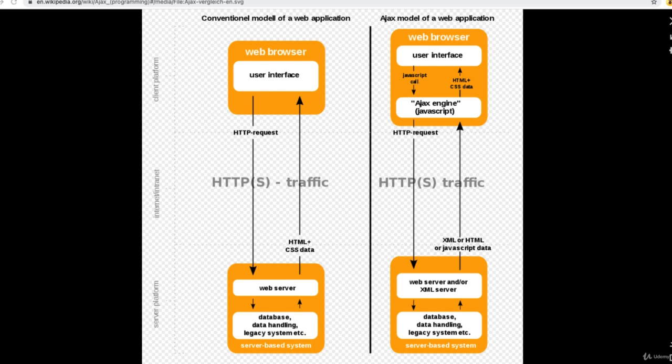What AJAX really solved is the problem where we want to update part of a page and display some new items onto the page, and we don't want to do a page reload. This is where AJAX comes in and allows us to have this extra communication between the AJAX engine, within the JavaScript, making the request to the server, getting data back from the server, and updating the web page using JavaScript and interacting with the DOM.